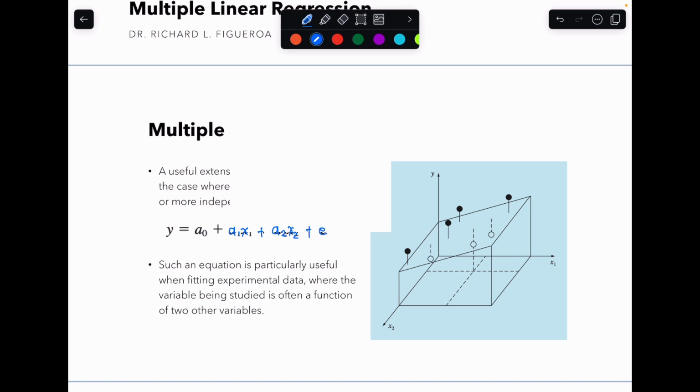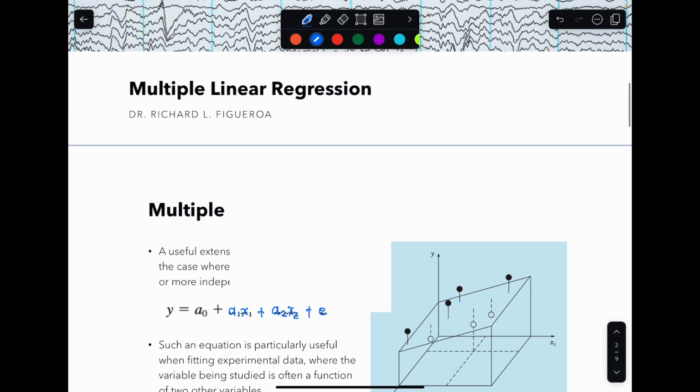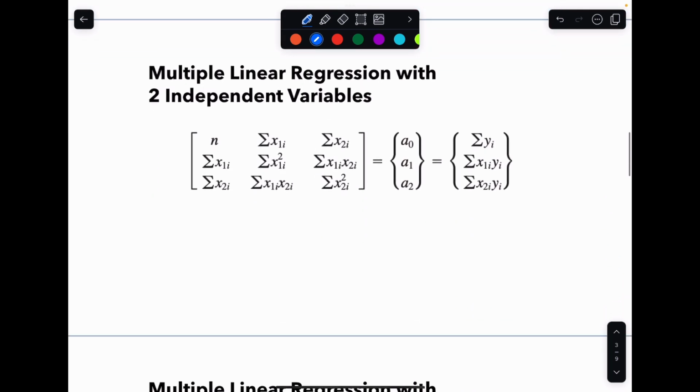If this is only dependent on two variables, we represent them as x sub 1 and x sub 2. So x sub 1 and x sub 2 would represent the independent variables. Graphically, this is how it looks. It would serve as a plane if it concerns two independent variables. But then again, multiple linear regression can involve more than one, or even more than two independent variables.